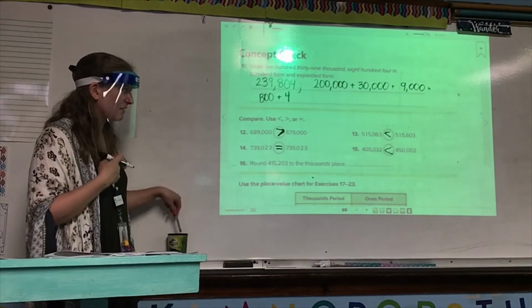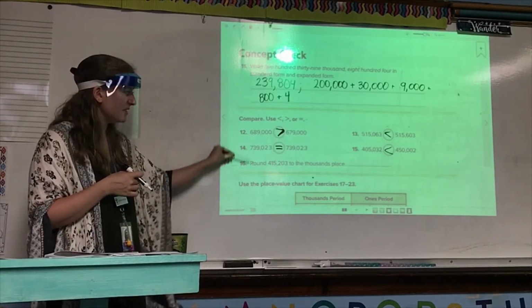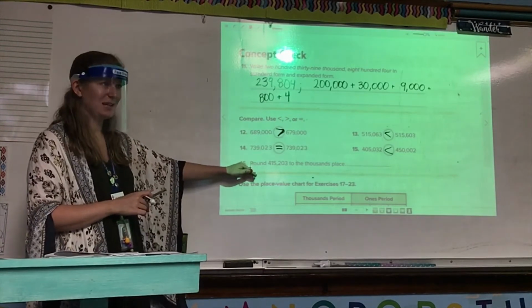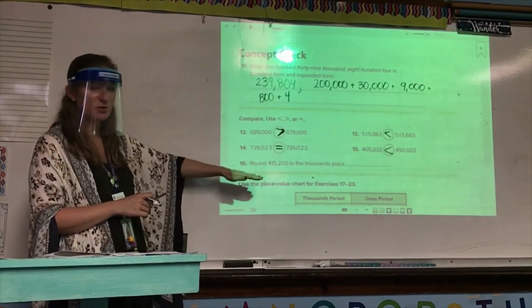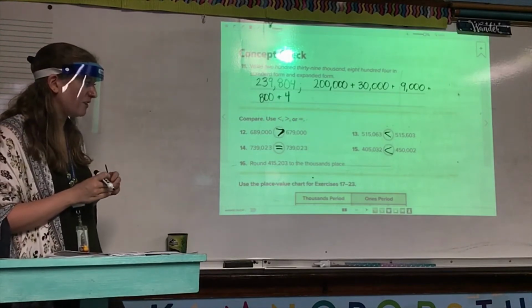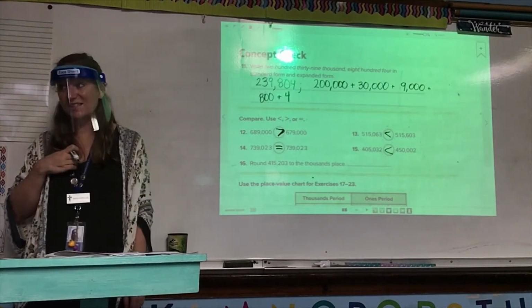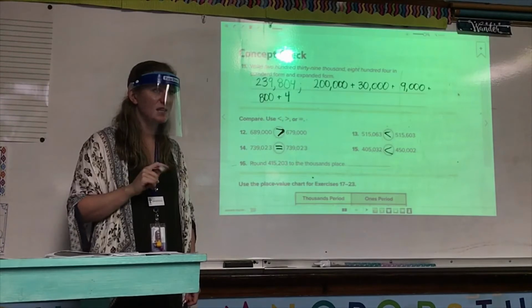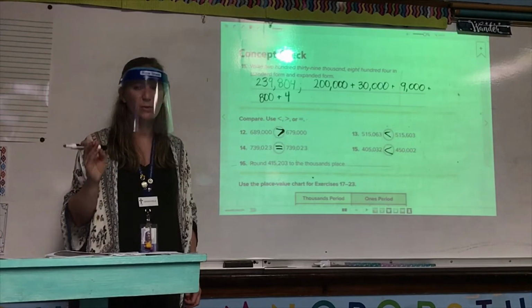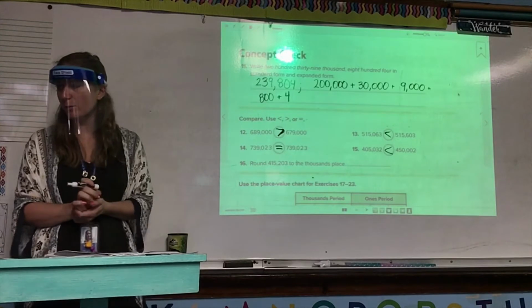Okay, number 16. Even though we have this direction here, the question tells us to do something different. Unless the question tells us to do something different, whatever the bold directions are, we follow those until we either have new bold directions or the question tells us to do something different. So number 16 says round 415,203 to the thousands place. Kingston, you're going to help me out. We have to follow the steps. If you did not follow the steps and show your underlining and circling, use your red pen. You will lose points for not showing work. So, Kingston, what is step 1 when we're rounding?